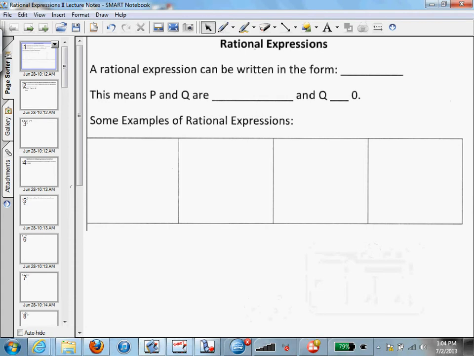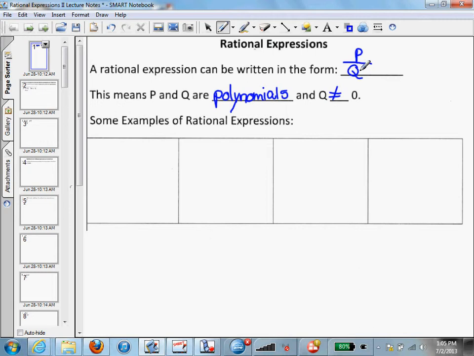Hello and welcome to a discussion on rational expressions. Alright, for this we're going to have stuff that looks like fractions. So a rational expression can be written in the form of P over Q. Okay, this means that P and Q are polynomials and that Q cannot be zero because that would make the rational expression undefined. And we'll discuss that more later on.